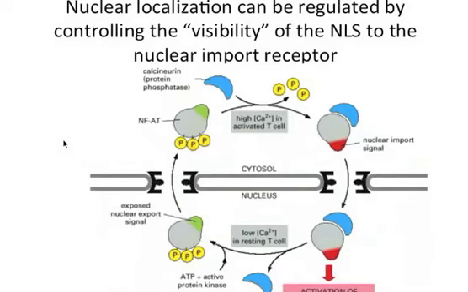Okay. So now that we understand nuclear localization, we can think about regulation of nuclear localization, right? What's the key to getting a protein into the nucleus?